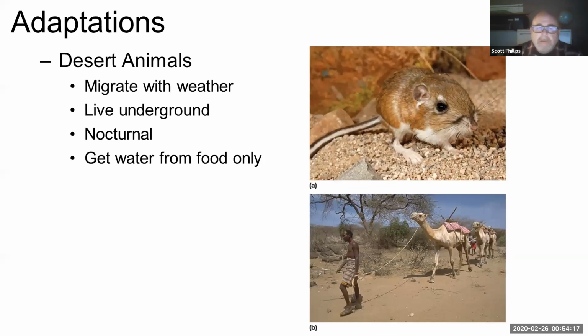Animals as well have adaptations. For example, desert animals have their own unique adaptations to dry environments, such as migrating with the weather, living underground, only coming out at night. That means you're nocturnal. Or in some cases, they don't drink any freestanding water. This is a kangaroo rat, and they have special kidneys that allow them to get all of the water that they need from the seeds that they eat from plants.